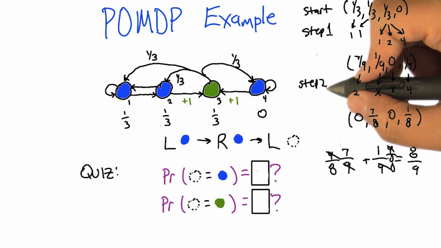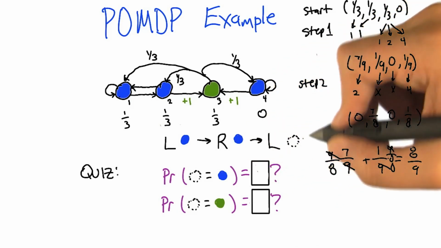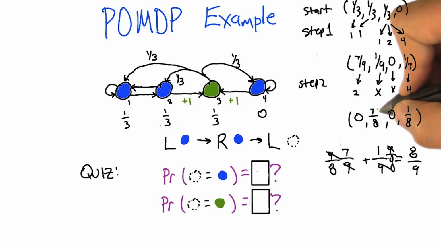Right. So after step 2, we go right, we see blue, and now the question is, if we were to go left, what would we see? That's pretty easy. So assuming our numbers are right, we know that we're not in state 1, so it doesn't matter. We could be in state 2. If we're in state 2 and we go left, then we're going to end up in state 1.